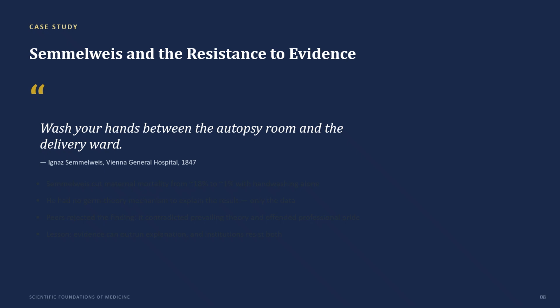Ignaz Semmelweis demonstrated that hand washing dramatically reduced maternal deaths. Although his ideas were initially rejected, his work became one of the most important discoveries in infection prevention.